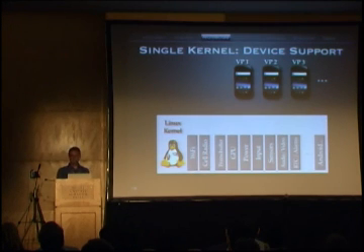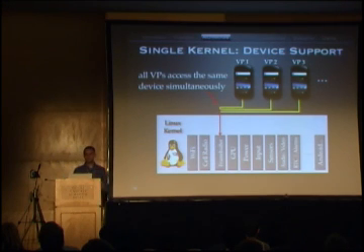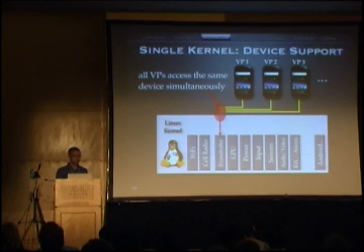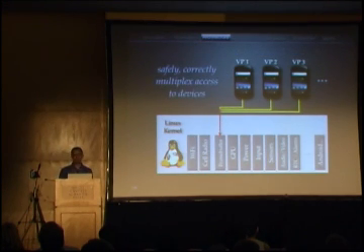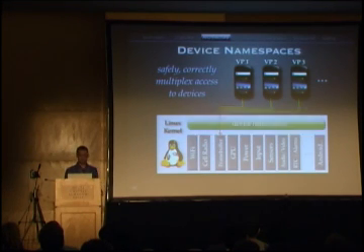This means that each one will access the same device at the same time, and we need some way to handle that simultaneous access from each isolated virtual phone context. In other words, we need a way to safely, efficiently, and correctly multiplex each access. So here we introduce device namespaces.